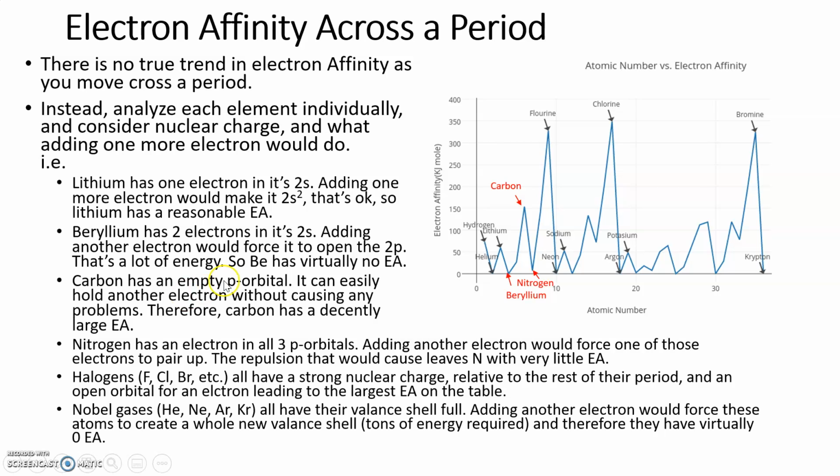If you're to add another electron to neon, or argon, or krypton, or any other noble gas, you'd have to start a whole new energy level. From neon, you'd have to go to the 3rd energy level. His 2nd is all filled up. From argon, you'd have to go to the 4th energy level. His 3rd is filled up. That's very difficult to do. A lot of energy required in opening up one of those new energy levels. Therefore, noble gases have 0 electron affinity. They do not want to add an electron. It's going to cost them a lot of energy to open up that new energy level.